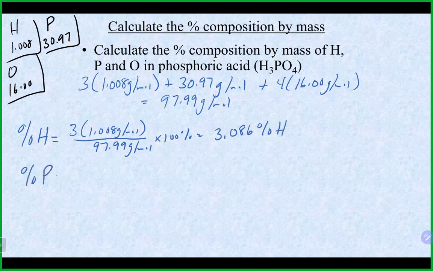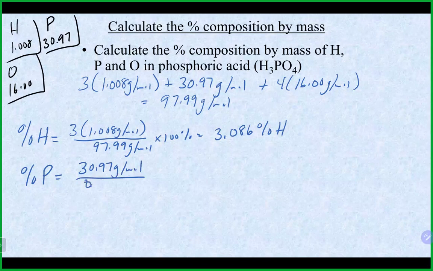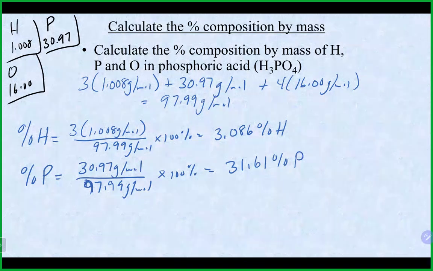We can do the same thing here for our phosphorus. So percent phosphorus, there's just 1 phosphorus, so that's 30.97 grams per mole, divided by the molar mass of the entire thing, 97.99 grams per mole, times it by 100%. That will get us 30.97 divided by 97.99, times it by 100, like 31.61% phosphorus.